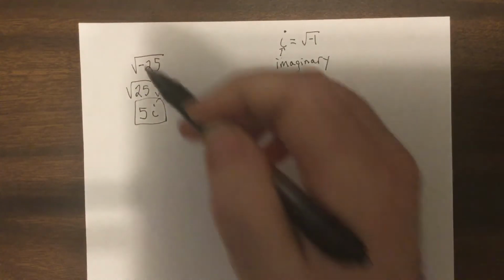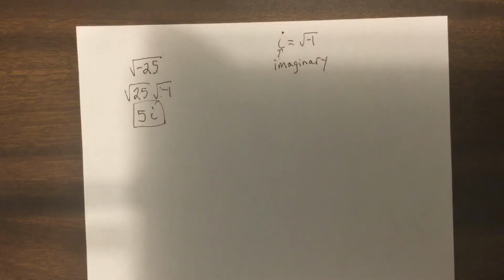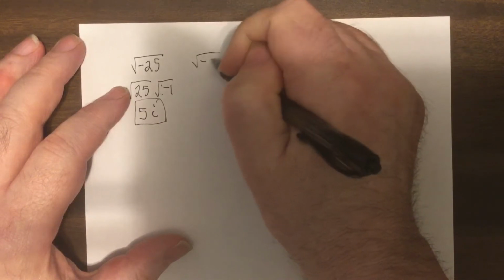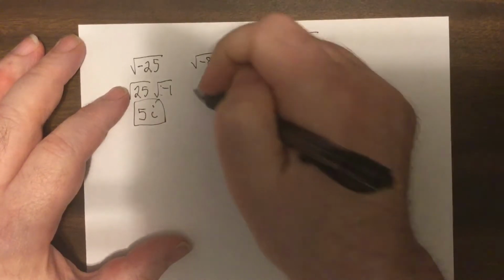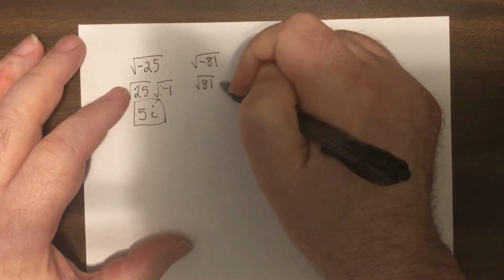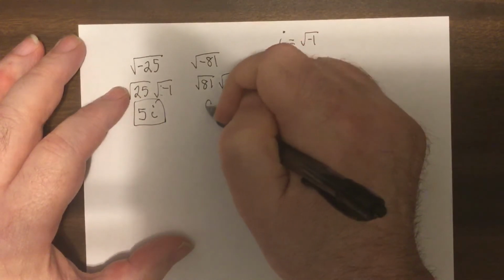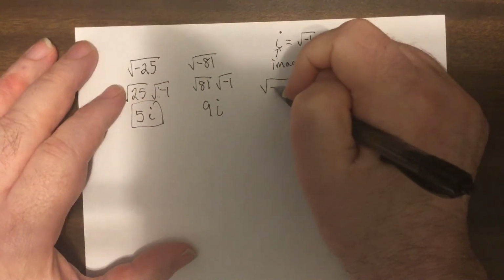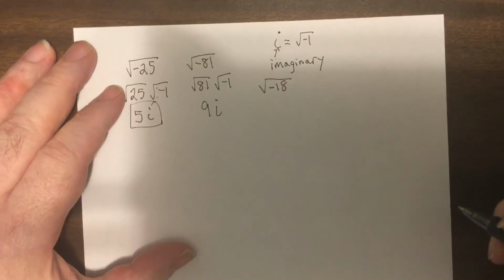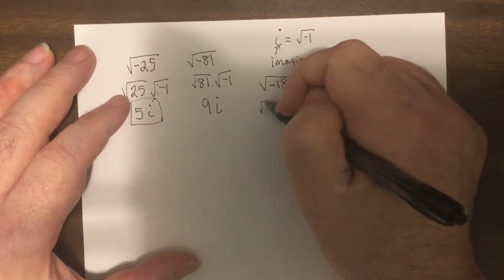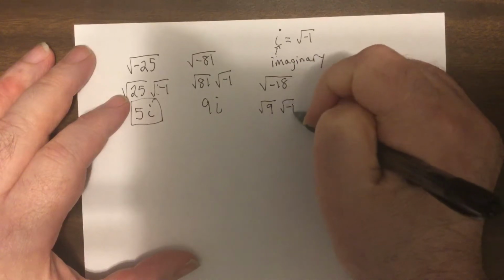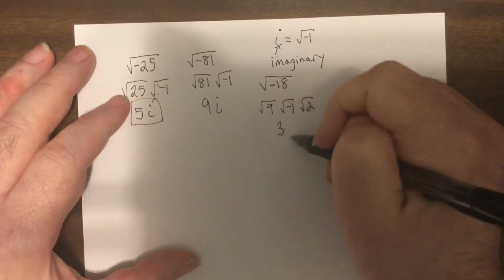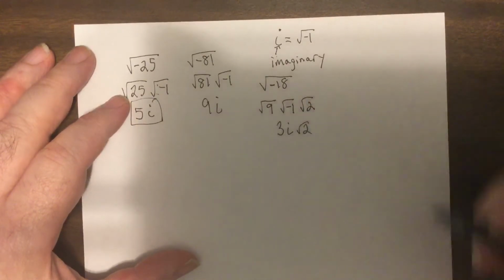So always remember, when you have a negative under the square root, you have to pop your eye out and see what's going on. So square root of -81. We'd say, okay, break it up, square root of 81, square root of -1. That would be 9i. Now I can even do this, square root of -18. I break it up to the square root of 9, square root of -1, and the square root of 2. So square root of 9 is 3, square root of -1 is i, square root of 2.